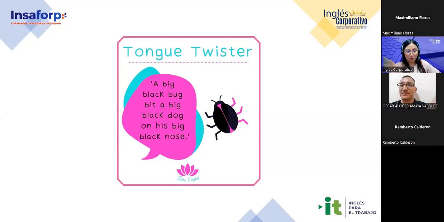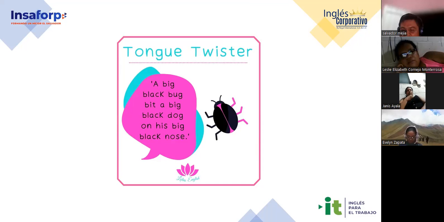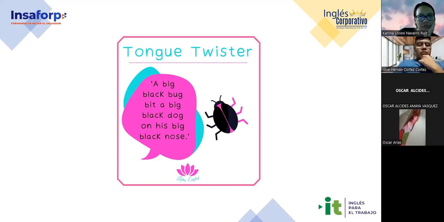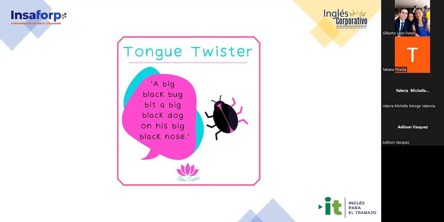Okay, hey, Oscar. Piensa en alguien que no ha participado. Veo un volunteer. I see a volunteer. No, pongamos ahí a Max. Maximiliano, go please. You can do it. A big black dog with a big black dog on his big black nose. All right, second time. That's it. What's your opinion, class? It was an excellent job.